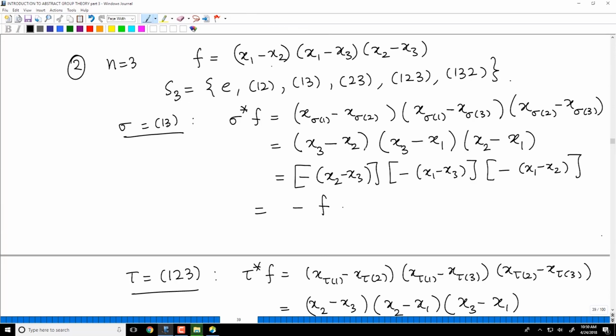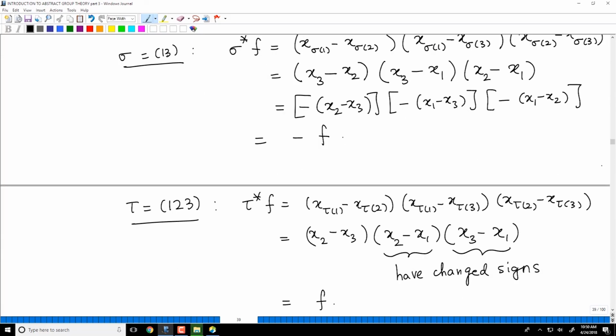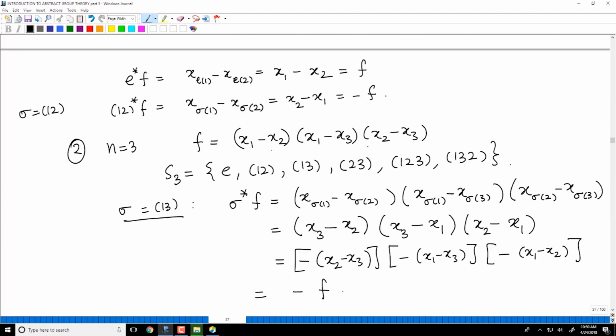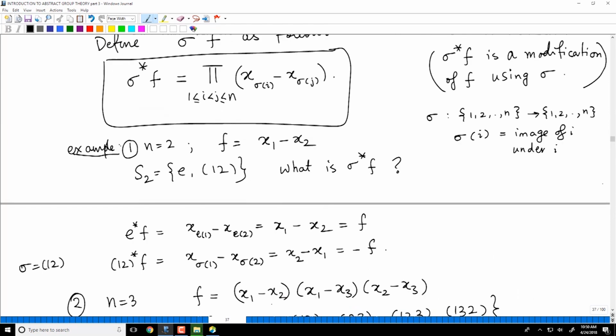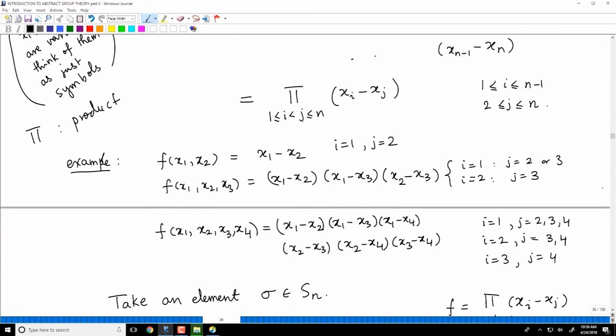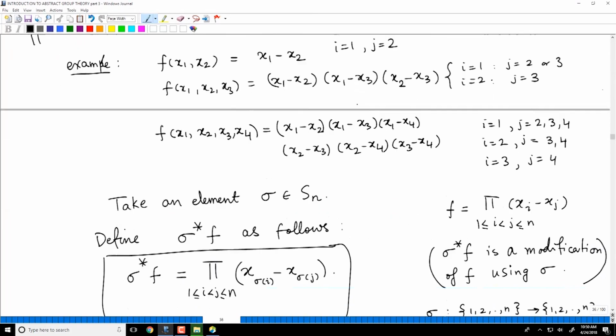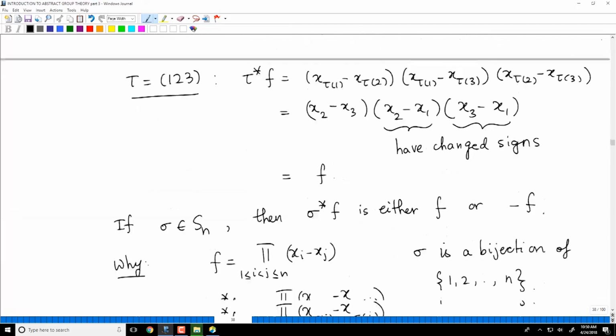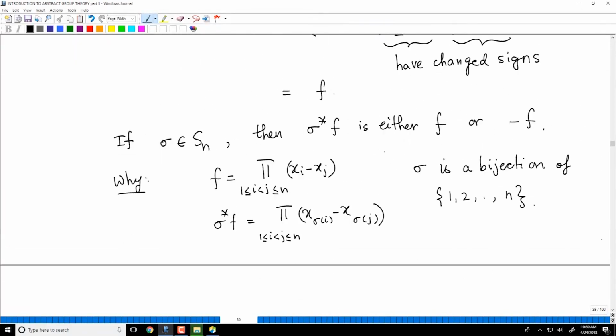So we must allow that in the definition of f we have xi minus xj, where i is strictly less than j always. So 1 2, 1 3, 2 3, right? In f you never have a bigger index minus a smaller index. f is defined to be xi minus xj, where i is strictly less than j. But once you do sigma star f, that will no longer be the case.